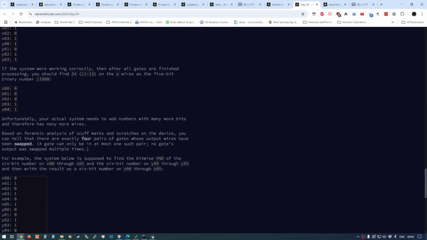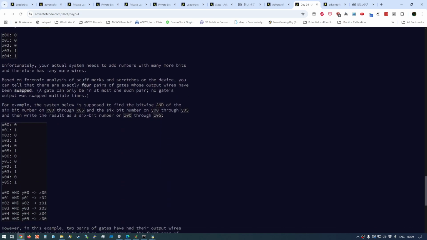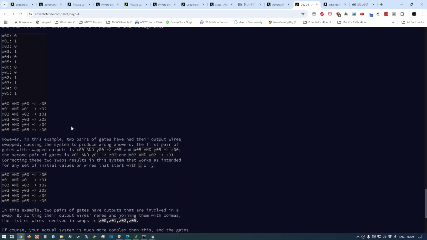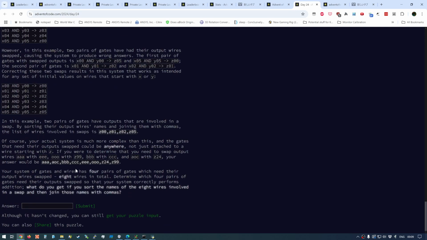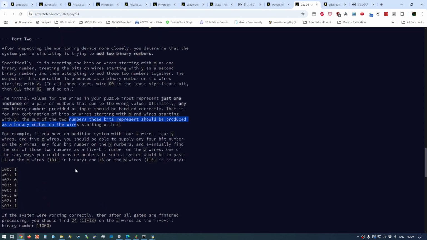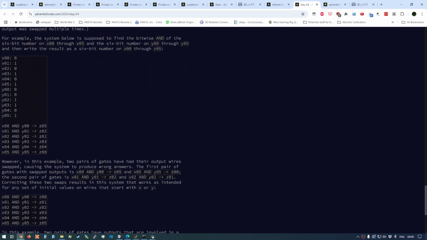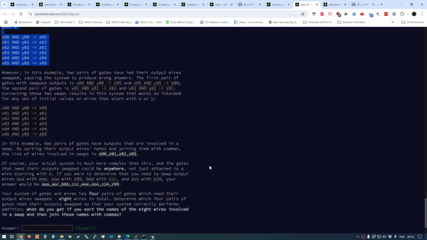But how do we know we need to swap them? Oh, I see. Right, because this is supposed to add two numbers. Trying to add two binary numbers. Okay, I am 100% going to want this.